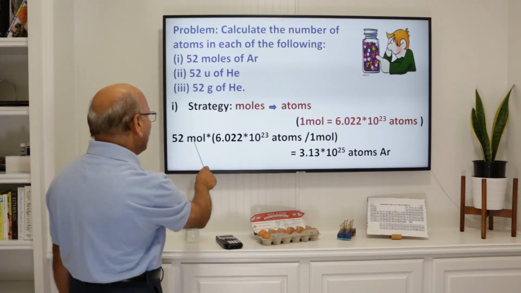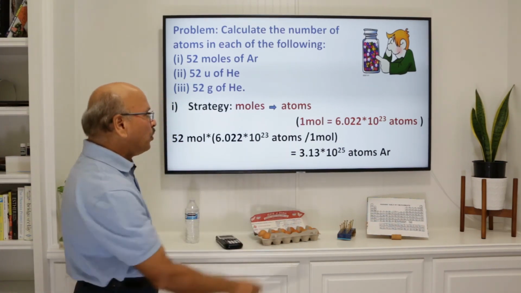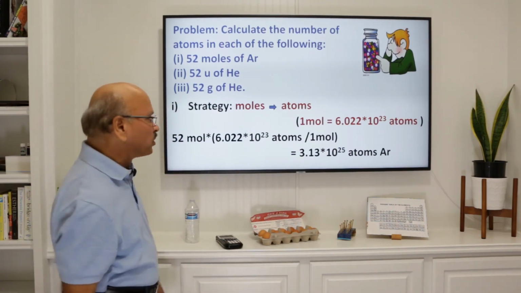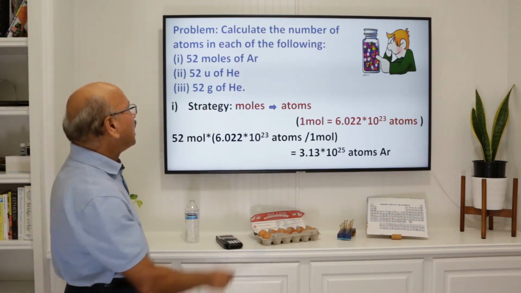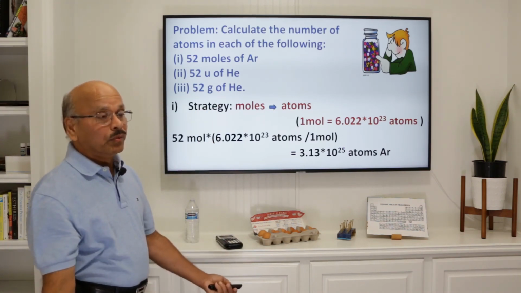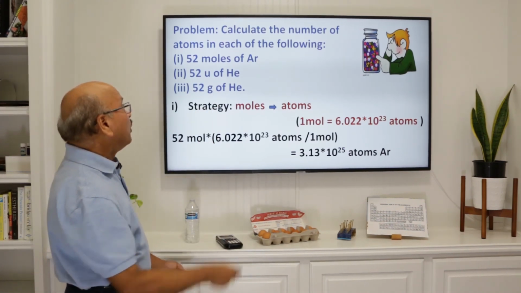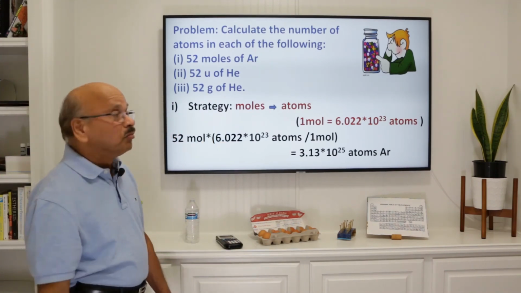So we start from the mole. We use the Avogadro number with the atoms on the top. So you easily calculate the number of atoms: 3.13 times 10 to the power 25. Pretty easy. Now second is 52 U. What is U? AMU. So 52 AMU of helium. How many atoms are there?